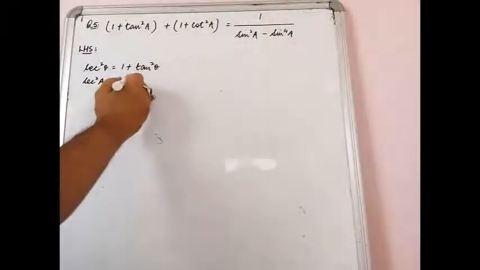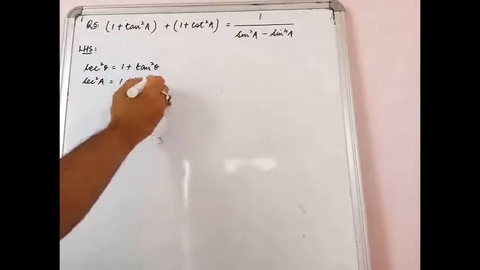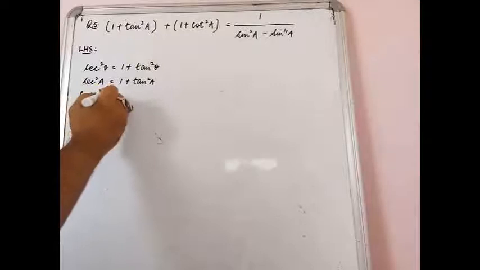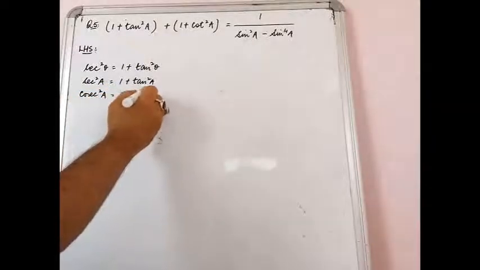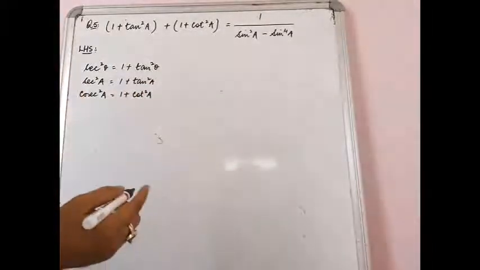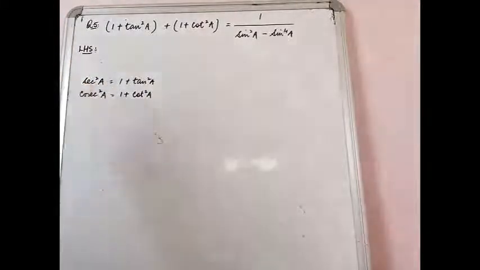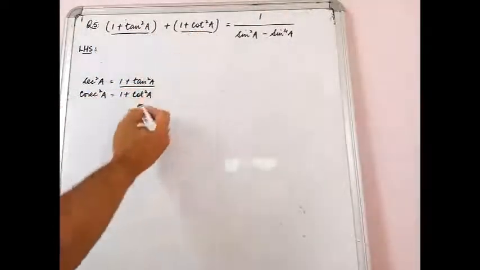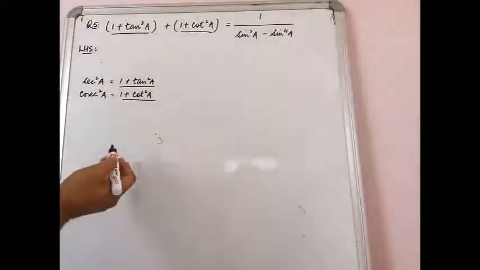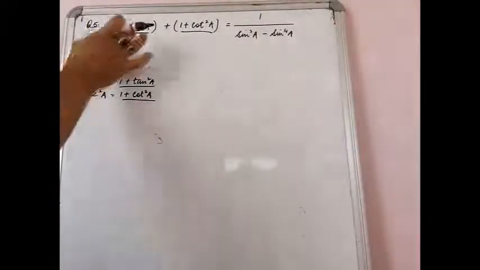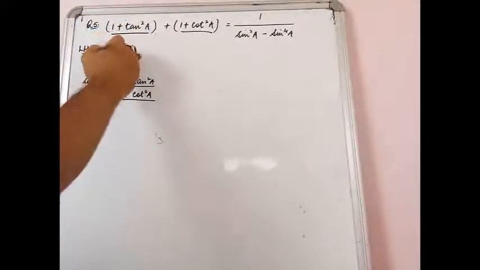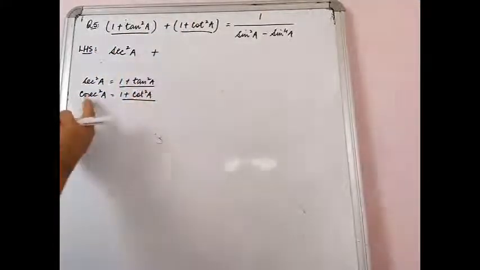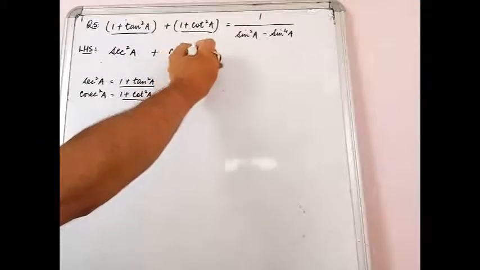Sec square A is equal to 1 plus tan square A. Similarly, I had also given you cosec square A is equal to 1 plus cot square A. If you have these two identities in mind, immediately you will find that this first bracket is this, the second bracket is this bracket. So what you can do is, while starting the left hand side, you can say this first bracket can be written as sec square A, plus this second bracket can be written as cosec square A.